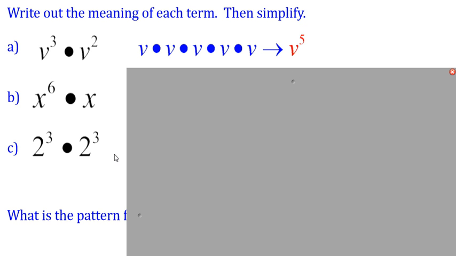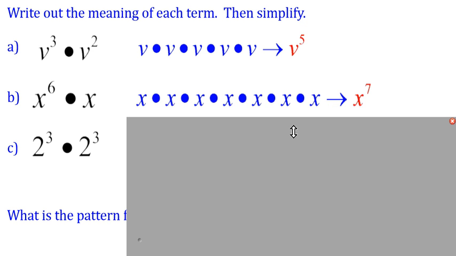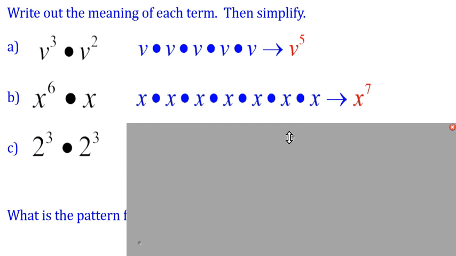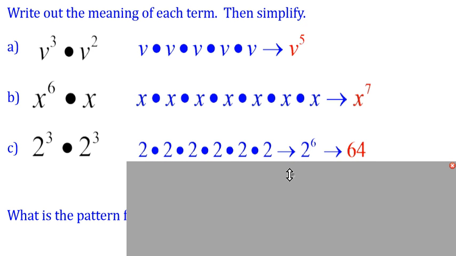When I have something like x to the sixth times x, that means I have 6 x's being multiplied together times another x. Therefore, I have 7 x's being multiplied together, and I represent that by x to the seventh. When I have 2 to the third times 2 to the third, that means I have 3 2's being multiplied together, followed by another 3 2's being multiplied together. That means I have 6 2's being multiplied together, which is equivalent to a value of 64.